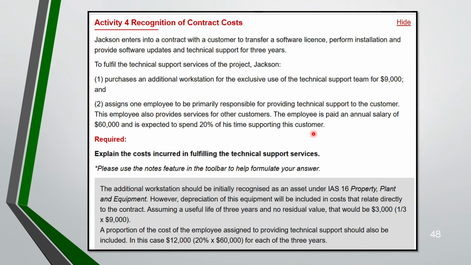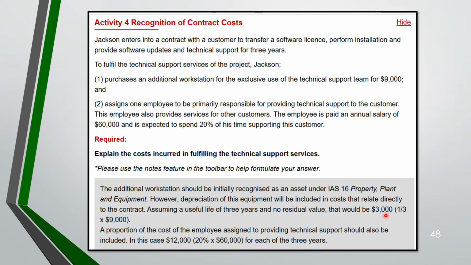Tell me, what about the workstation? The additional workstation will initially be recognized as an asset under IAS 16, so you have to depreciate it. The depreciation of this equipment will be included in the costs that relate directly to the contract. Assuming it's a 3 years life, because the contract to give service to the customer is for 3 years, the useful life will be 3 years with no residual value. So you divide 9,000 by 3, depreciation of 3,000.